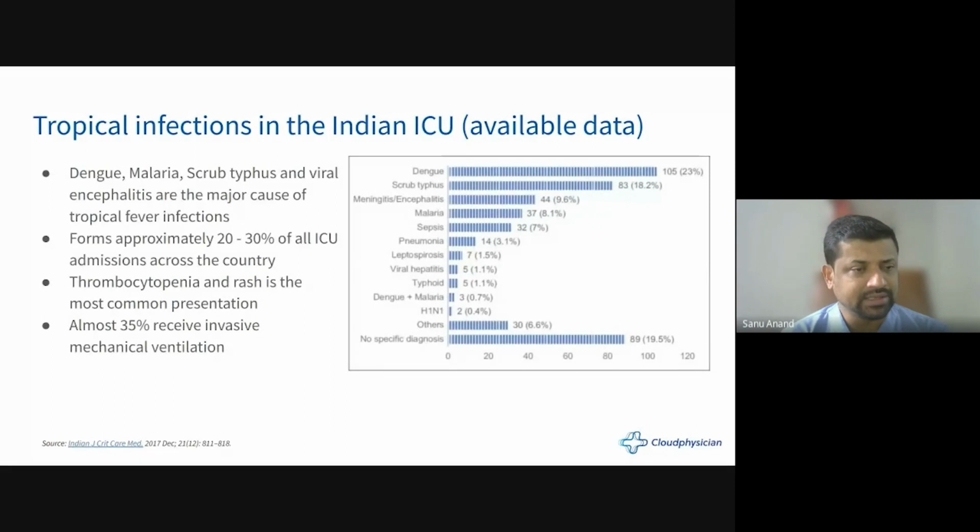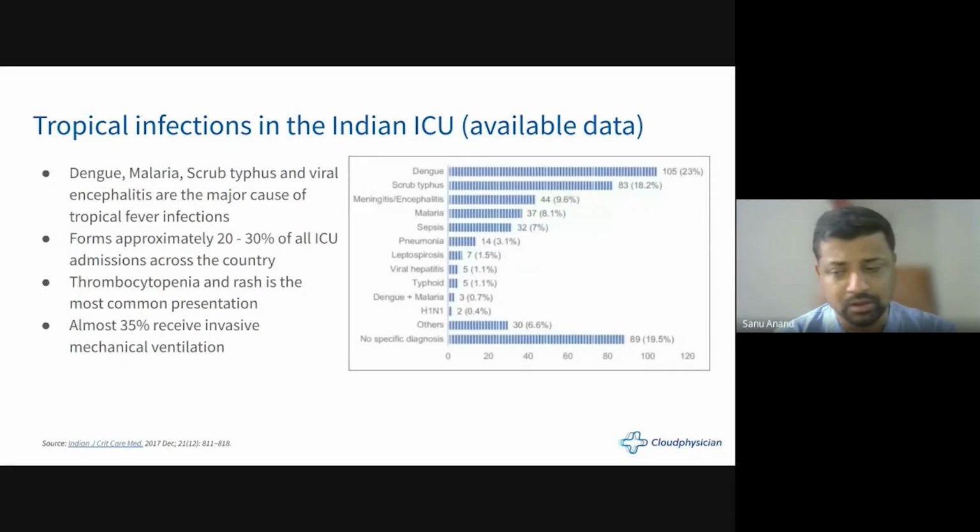Nonetheless, I think we can agree that some diseases do represent a bulk of ICU admissions, and the most common admission in this study was found to be because of dengue, followed by scrub typhus. Perhaps this is a little different in Karnataka, Kerala, and Tamil Nadu, where malaria may most possibly be a lot more common than scrub typhus as an admission.